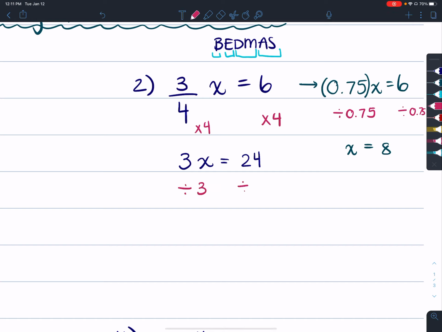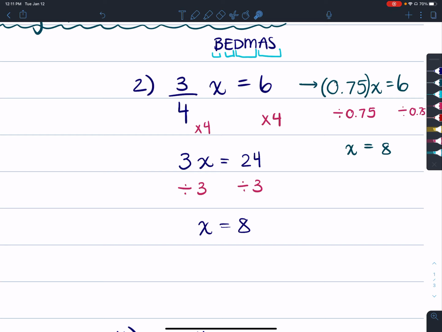And what I do to one side, I have to do to the other to keep that equality going. Get 24 divided by 3, x equals 8. So this ends up being the same process as dividing by the entire fraction, but you end up doing it in steps instead of doing it all at once. And I think it's just a little bit neater to look at.